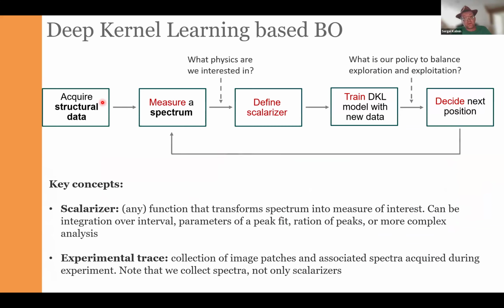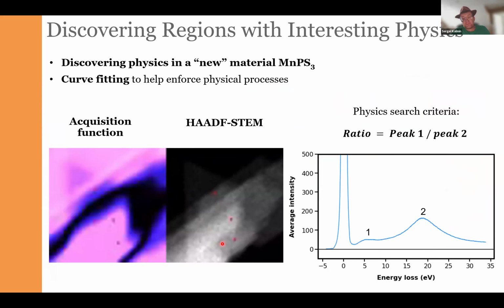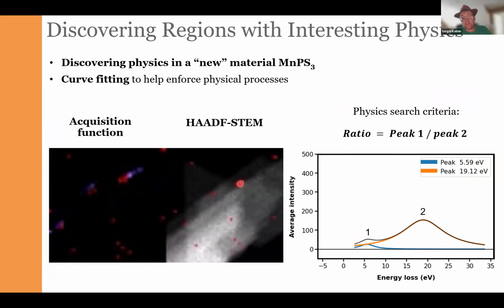So we acquire data, measure spectrum at few locations, define scalarizer, train the model, build acquisition function, and then rinse, wash, repeat. So this is the example of how it works. In this case, our scalarizer is the ratio of this peak to this peak. And what you see here is essentially the experiment where the microscope chooses at which locations to take the next measurement. And you can see that it chooses locations on the edges, which makes sense because this is where our edge plasmon is expected to manifest.